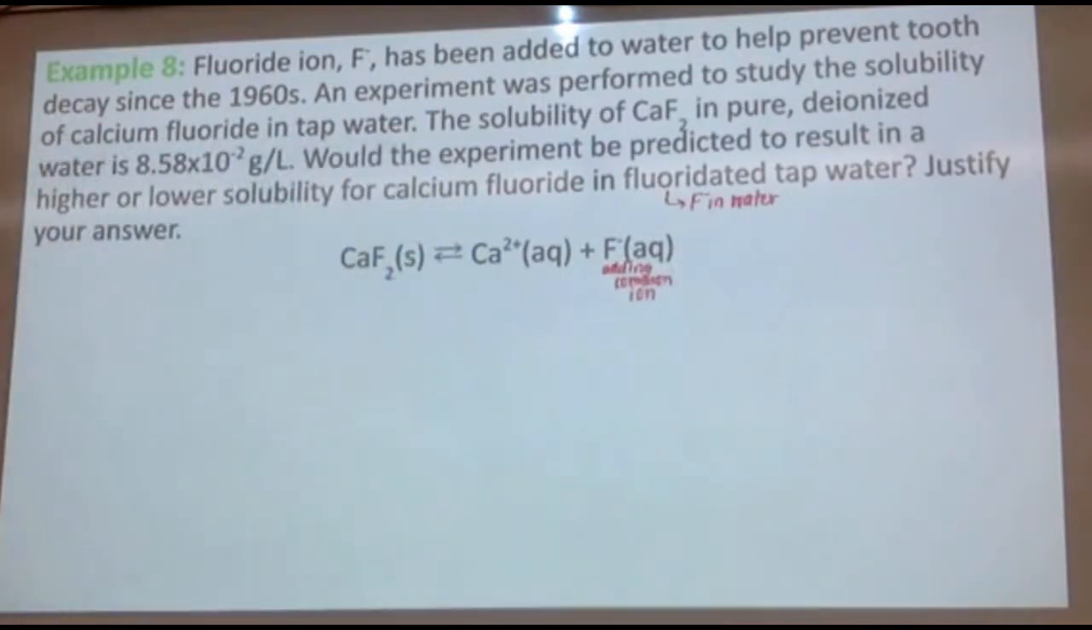So notice it just wants to know, would it result in a higher or lower solubility for calcium fluoride? So would more or less solid dissolve? Justify your answer. This is a conceptual question.